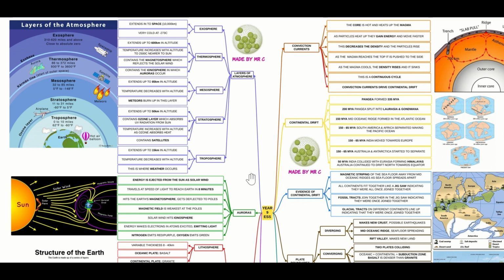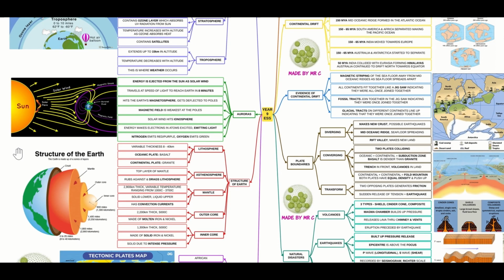All right, then we actually get on to the auroras. We can see here in the diagram, the sun is expelling the solar wind, which is charged electrons and protons, and as it hits the magnetic field of the Earth, it gets deflected down to the poles. So up here on our mind map, we've got energy is ejected from the sun as a solar wind and as solar flares. It travels at the speed of light to reach the Earth within 8 minutes and hits the Earth's magnetosphere, then gets deflected to the poles, where the magnetic field is the weakest.